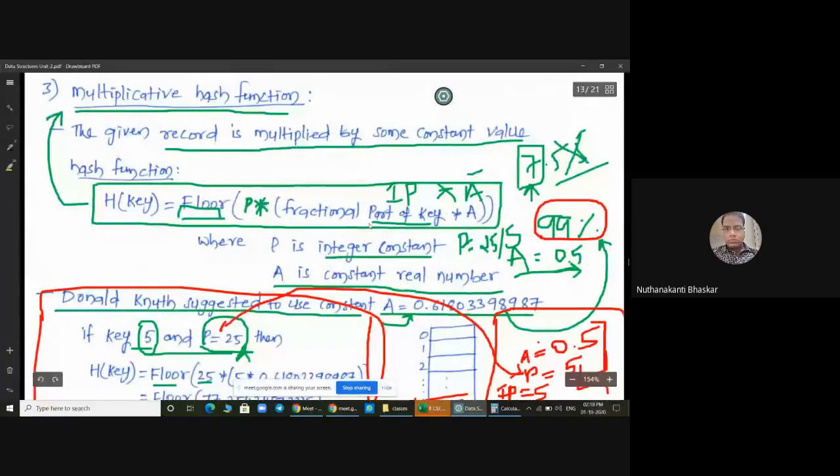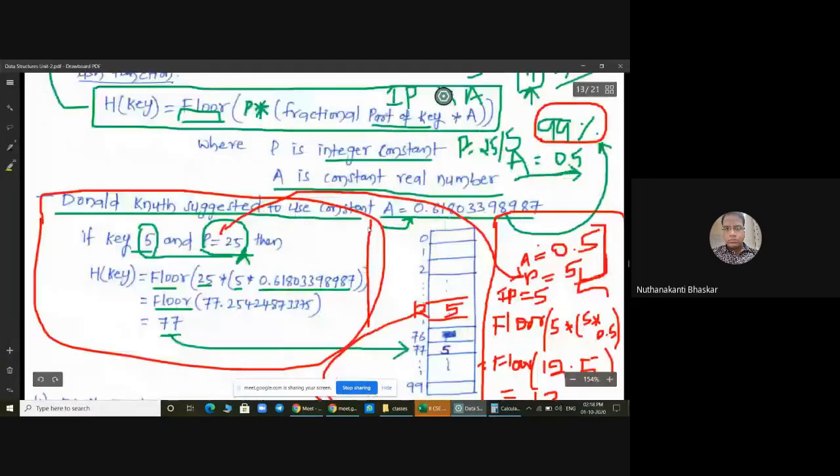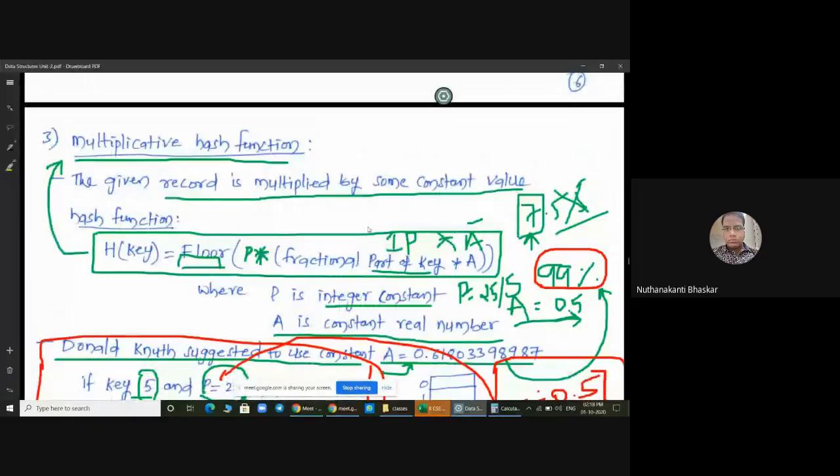Understood this? Multiplicative hash function is understood by everyone. If any doubt is there, please ask me, because here we are only discussing the samples. Later we are going to discuss collision. In that collision time, we can understand more clearly. These are the basic methods I am discussing. Clear this multiplicative hash function?